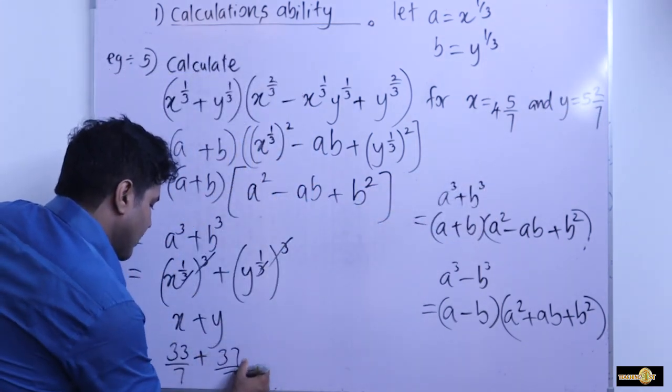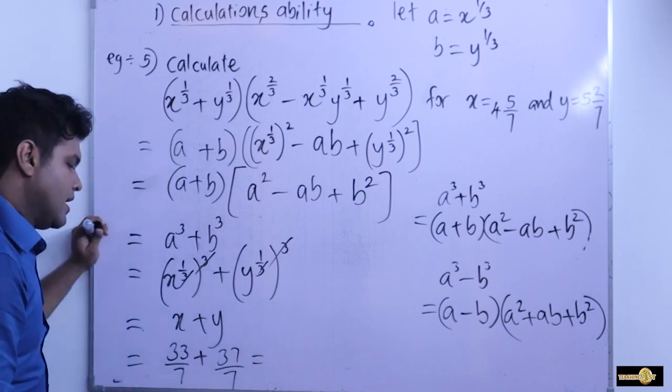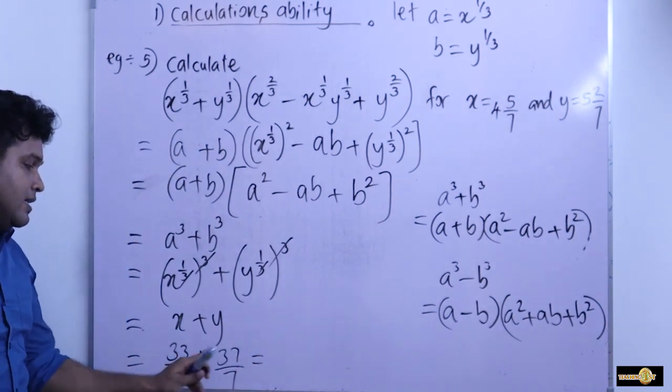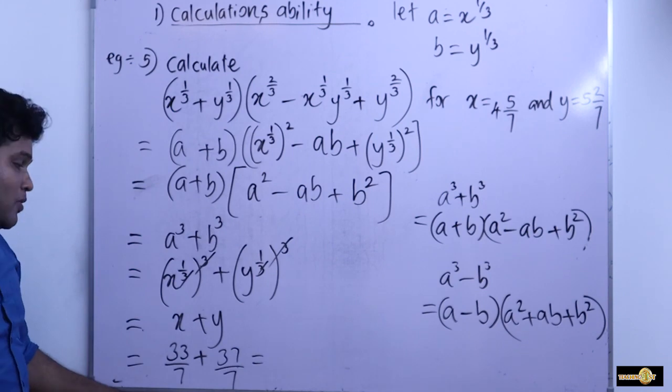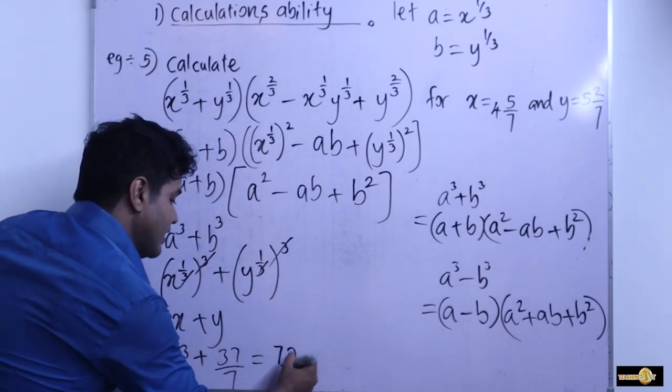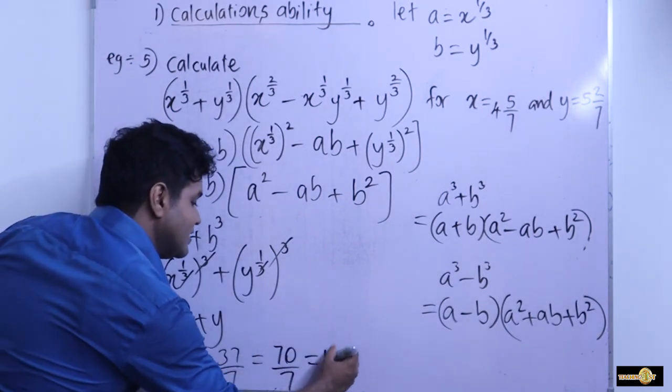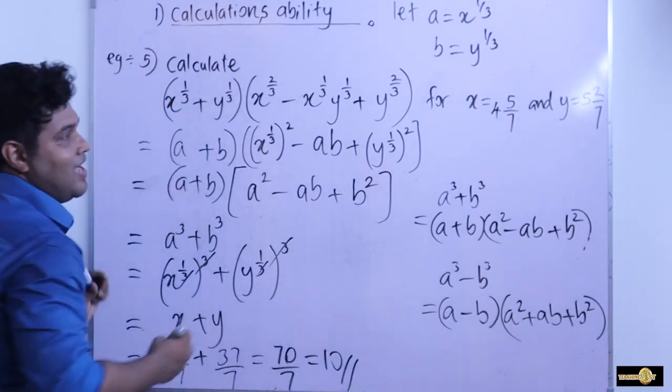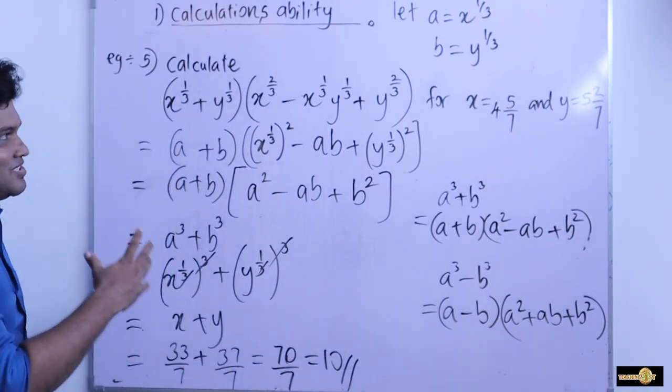Okay. Now we are going to come to the end. Then what is happening now? You know 33 and 37 with equal denominators. Your answer is going to be 70 over 7. The 70 over 7 is 10. This is the answer. Right? Okay, how nice, no? Right.